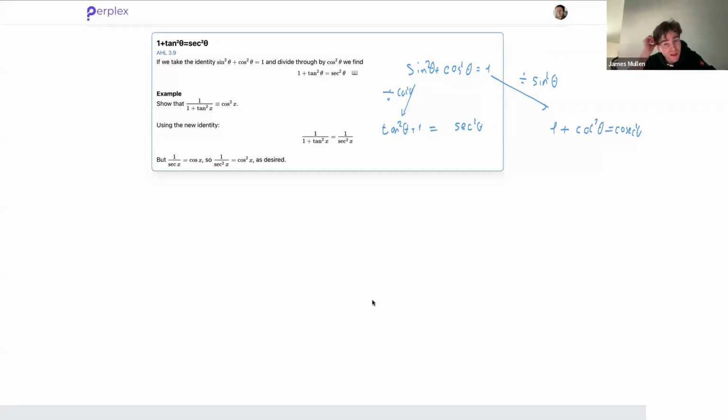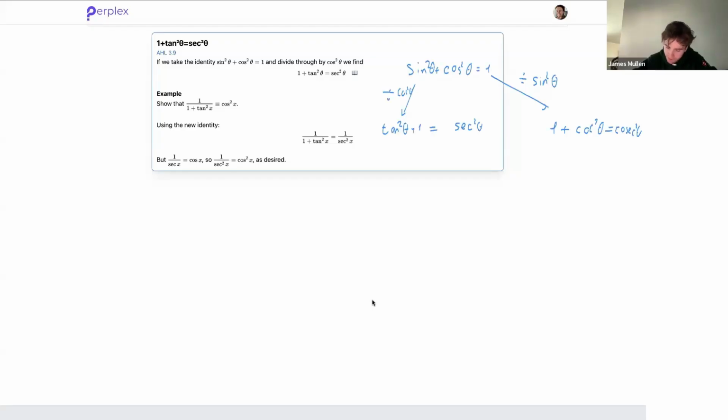But let's have a look at a quick example that might show up at the higher level. Show that 1 over 1 plus tan squared is equivalent to cos squared of x. So let's use our new identity, which says that 1 plus tan squared is sec squared. So I do 1 over sec squared, and 1 over sec is cos of x, so 1 over sec squared is cos squared of x.